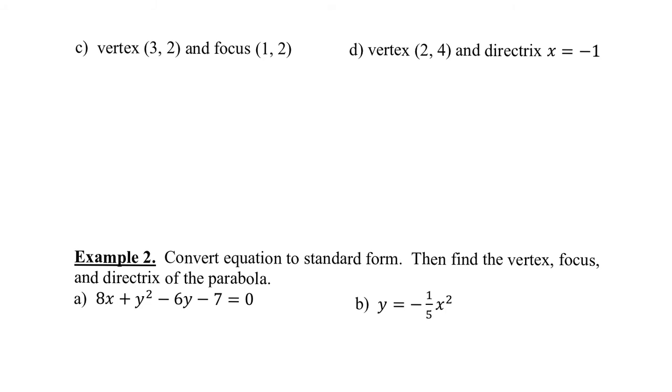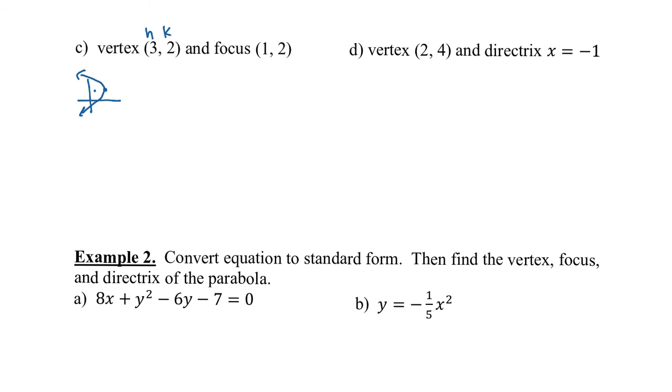So for C, it tells me the vertex is 3, 2. So again, they've given me the h and the k. They tell me the focus is 1, 2. And again, if you want to sketch a picture, you could sketch a picture. Here, let me sketch. Or you can imagine in your head. Okay, 3, 2 somewhere here, 1, 2 is over here, which means it's probably opening like this. So it's opening in the x direction, but I don't need a picture to figure it out.